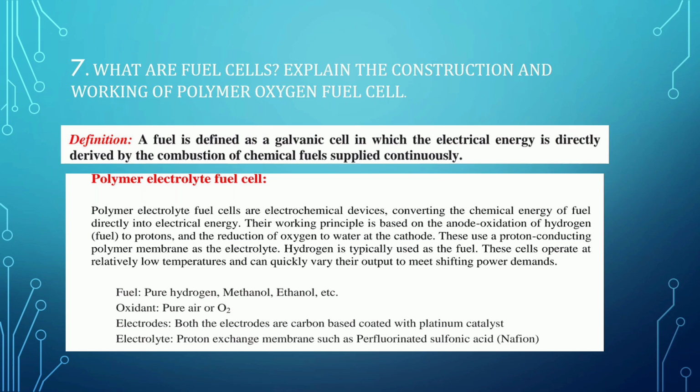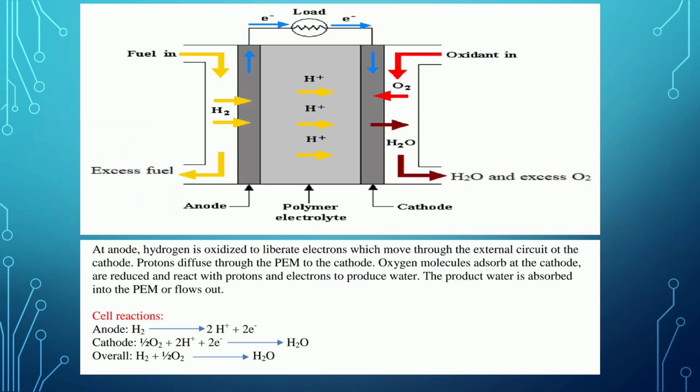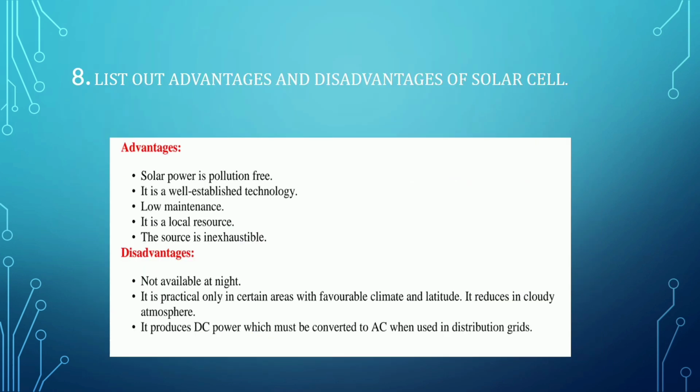What are fuel cells? Explain the construction and working of a polymer oxygen fuel cell. So the construction part is given. Here is the diagram part, and the chemical equations are mentioned. The next question is: list out the advantages and disadvantages of a solar cell. You can remember these advantages and disadvantages point-wise, so you can write on this.